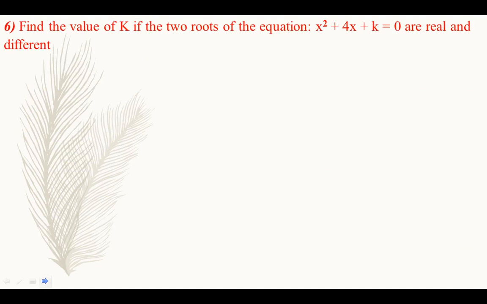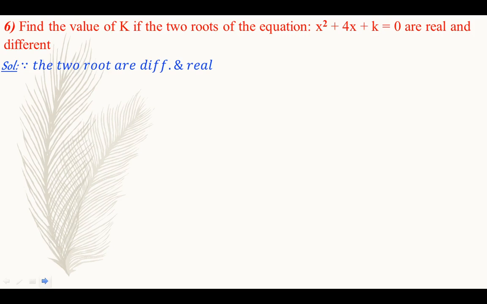Here, in this example, he wants to find the value of k if the two roots of the quadratic equation are real and different. Find the value of k if the two roots of the equation x power of 2 plus 4x plus k equals 0 are real and different. Okay? Since the two roots are real and different, that is to say that the discriminant is positive.